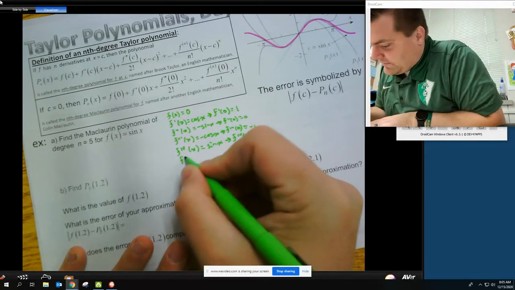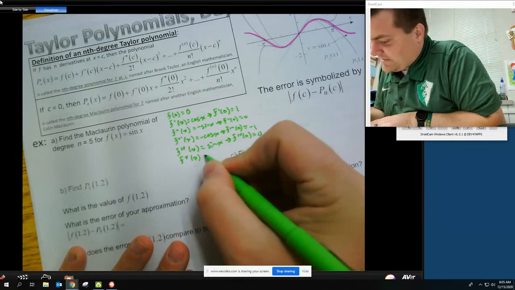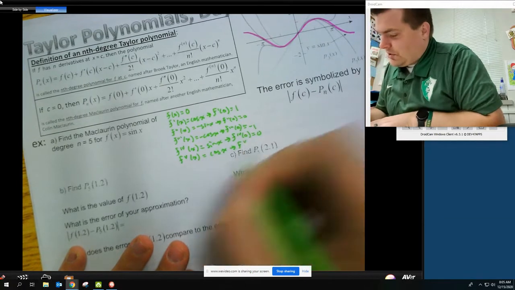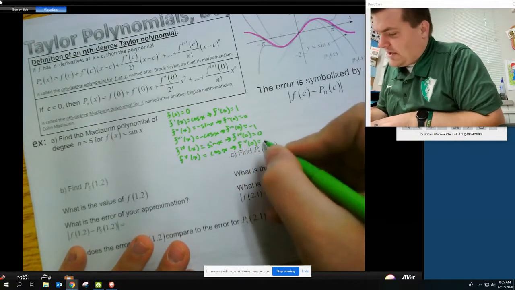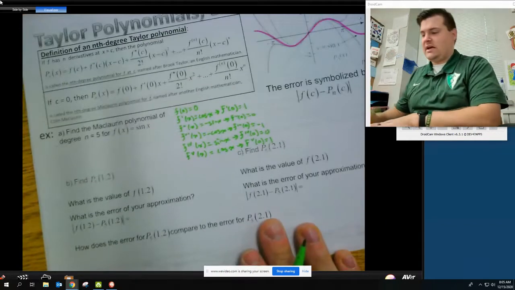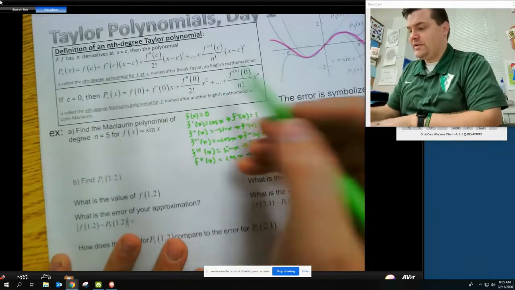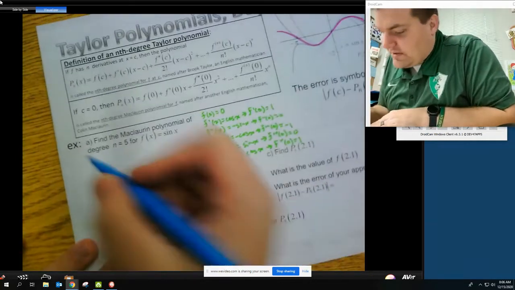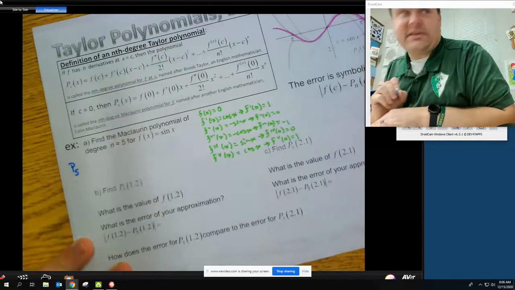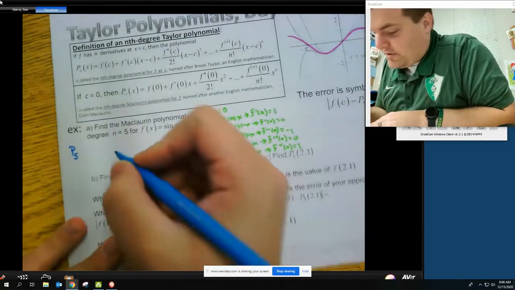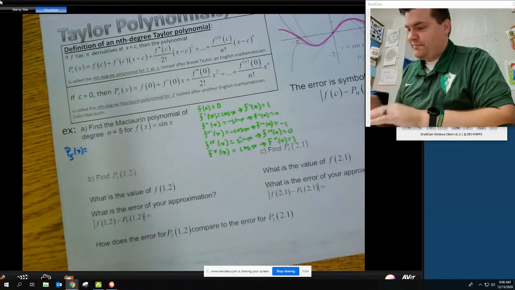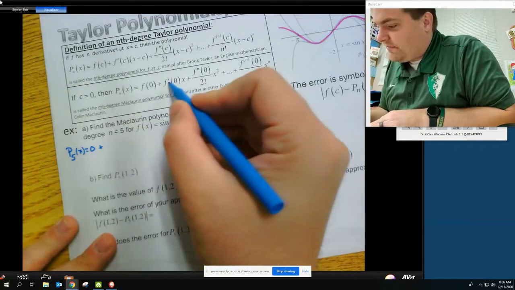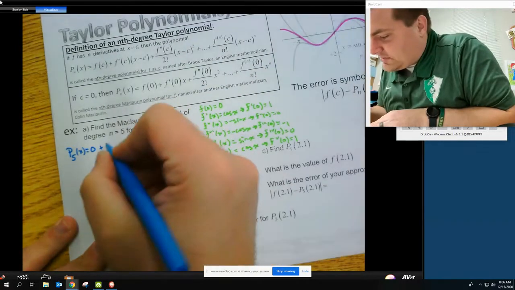And then the fifth one, again that's a Roman numeral, is going to be cosine. If we plug in a 0, we're going to end up with a 1. So this is all helping me figure out what these coefficients are. Let's go ahead and plug everything in. A polynomial of fifth degree, that's what p sub 5 means, a polynomial of fifth degree of x is going to be f of 0, which is 0, plus the first derivative of 0 times x, so 1x.